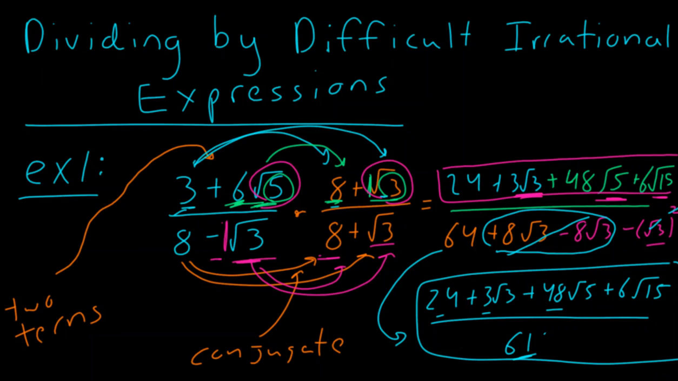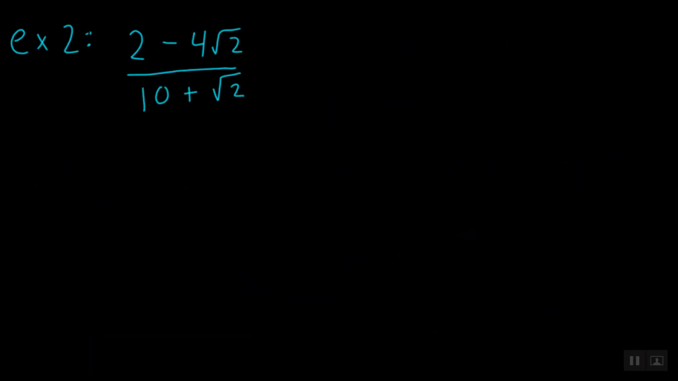All right, let's move on to our second example. Okay, for example 2, we see here 2 minus 4 square roots of 2 all over 10 plus the square root of 2. But I want y'all to notice something here just initially. Notice that in the denominator we have the square root of 2, and in the numerator we have the square root of 2. So if these two things are going to be the same, we're going to have a lot more simplification, okay? So just know that up front, you're going to have a lot more steps in this.